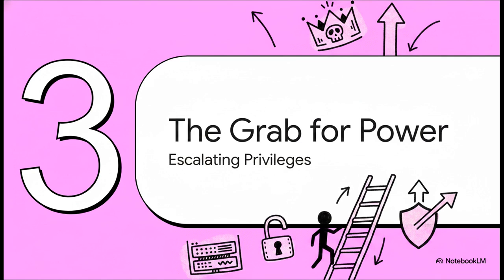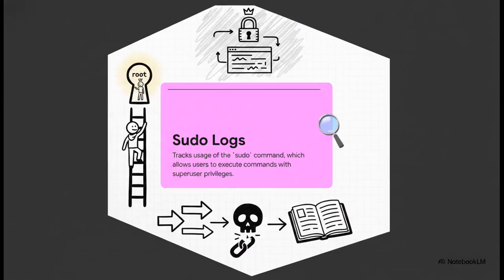Getting in, that's just step one. The real goal for pretty much any attacker is to get full control. And that means they need to escalate their privileges. And you know where we find the evidence of this little power grab? Right back in the same auth.log or secure file. Because that file also tracks sudo usage. And as you know, the sudo command is what lets a regular user run stuff as the super user, as root. So by tracking this, we can follow the attacker's journey to becoming the all-powerful admin of this machine.